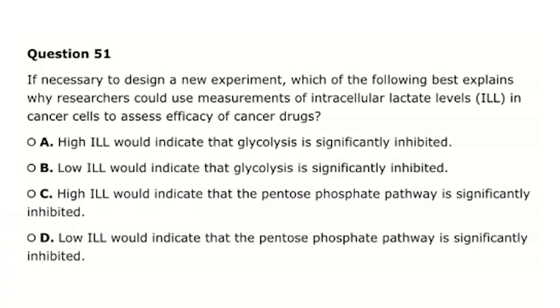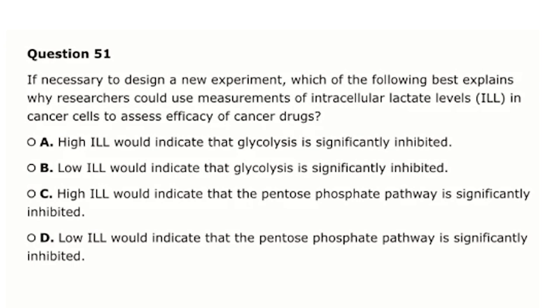All right. So why researchers could use measurements of lactate levels. All right. So answer choice A, high intracellular lactate levels would indicate that glycolysis is significantly inhibited. B, low intracellular lactate levels would indicate that glycolysis is significantly inhibited. C, high intracellular lactate levels would indicate that the pentose phosphate pathway is significantly inhibited. And D, low intracellular lactate levels would indicate that the pentose phosphate pathway is significantly inhibited.